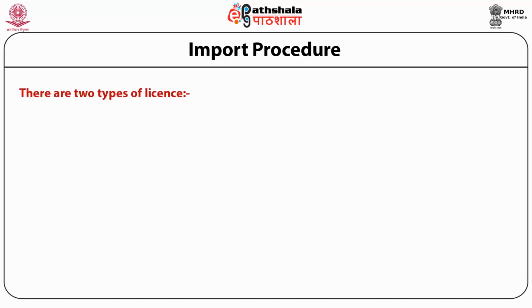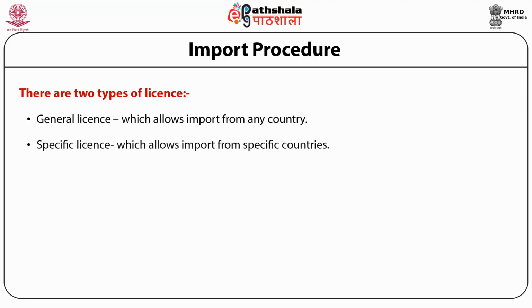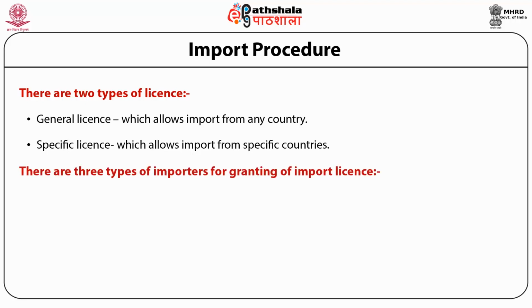There are two types of license. One is general license, which allows the import from any country. Another is the specific license, which allows import from specific countries. There are three types of importers for granting of import license. One is established importers, other is actual users, and the third category is registered exporters. That is, those who import under any of the export promotion schemes.